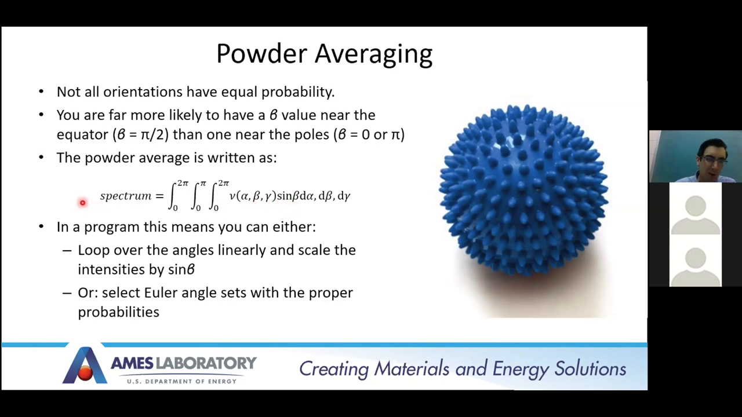How you would write the powder averaging as a mathematical equation is you would integrate from 0 to 2 pi over both alpha and gamma, and from 0 to pi over beta. So that's the range that those angles can go for. And the intensities of each of those orientations need to be scaled by the sine of beta. In programming, what that means is you can either loop over each of these angles linearly, as this would suggest, and then scale all the intensities by sine of beta, or you can select a set of Euler angles that already has the proper probabilities so that you avoid oversampling certain orientations.